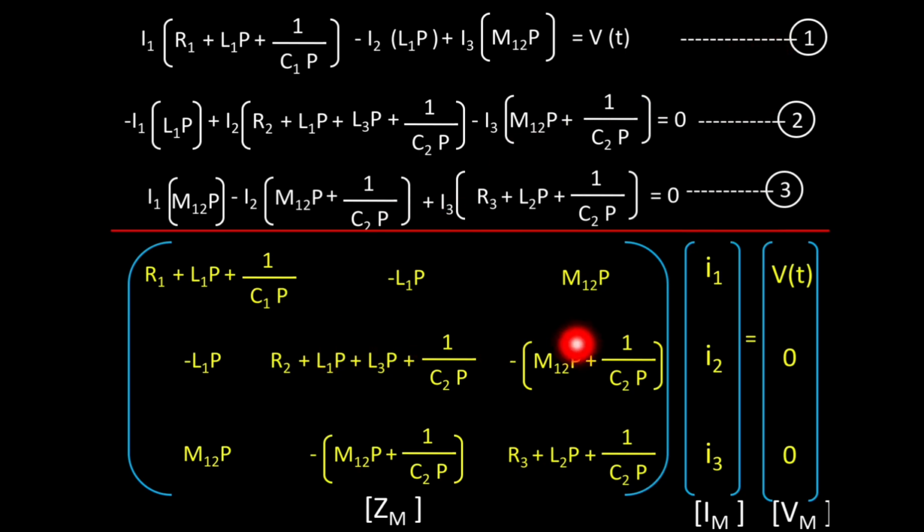So how we got this matrix? By using these three equations. And how we got these three equations? By using Kirchhoff's voltage law in each mesh considering the mutual coupling. So I hope you understood how to obtain the matrix and the equations if the mutual coupling is available in the network.